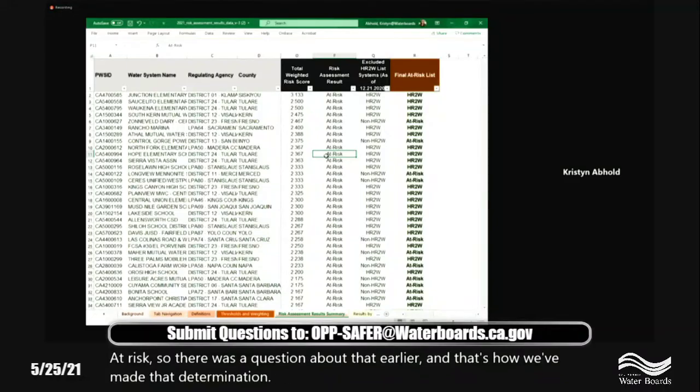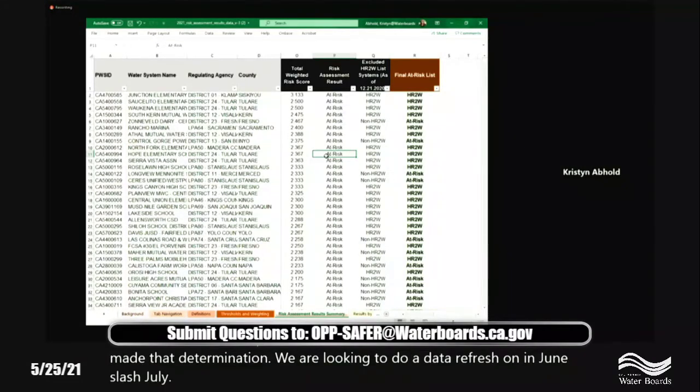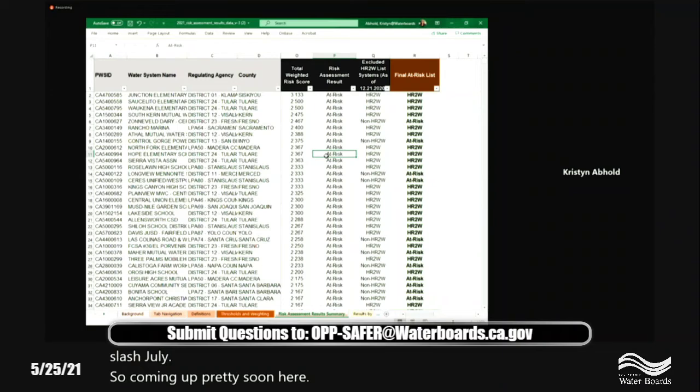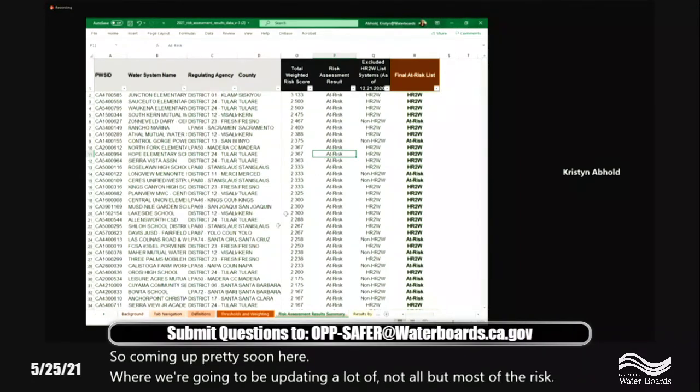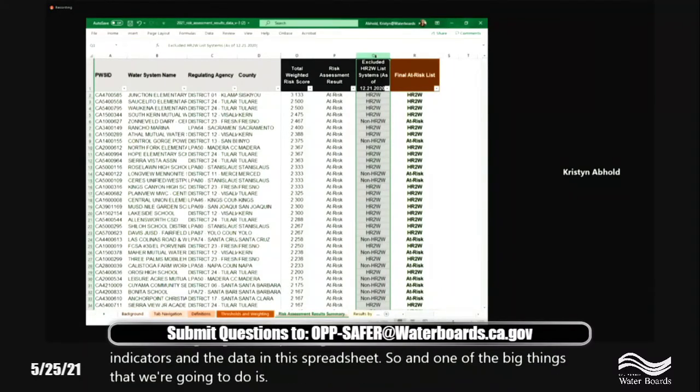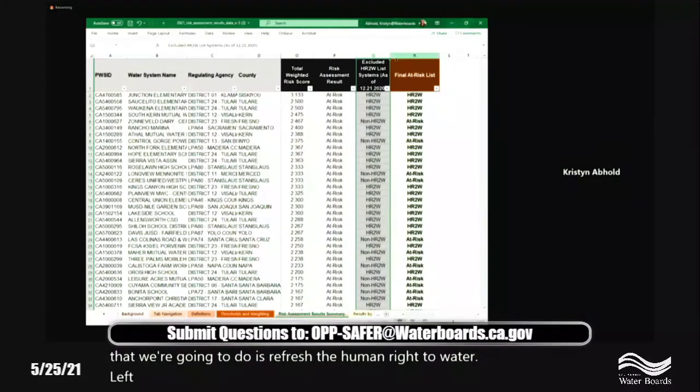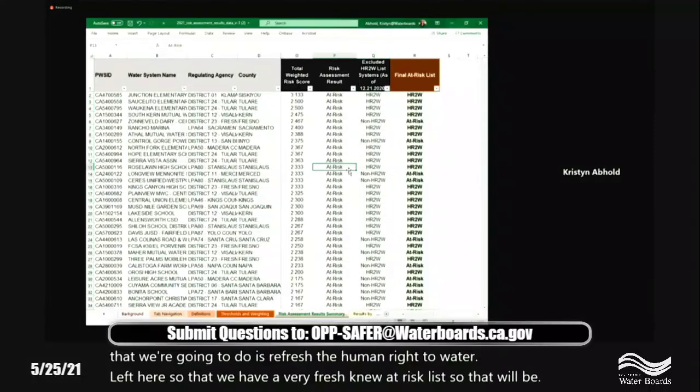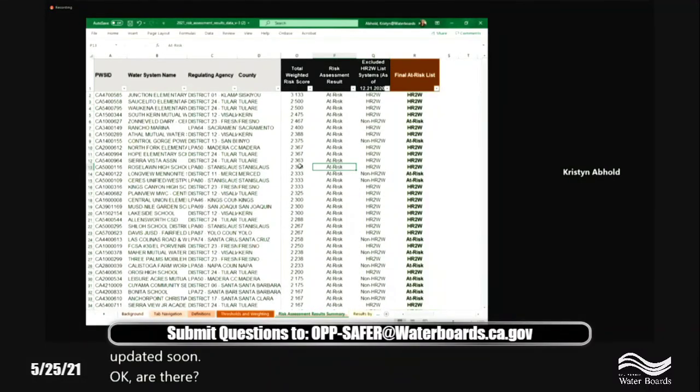We are looking to do a data refresh in June/July, so coming up pretty soon here, where we're going to be updating a lot of, not all, but most of the risk indicators and the data in this spreadsheet. One of the big things that we're going to do is refresh the human right to water list here so that we have a very fresh new at-risk list. So that will be updated soon. Okay, are there any questions, Bansri, on this?